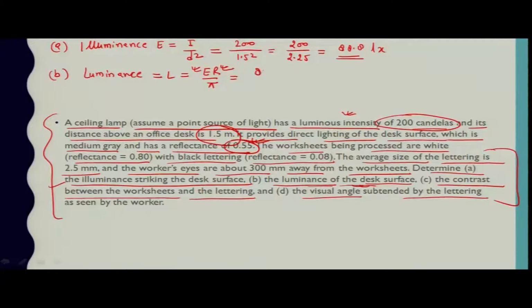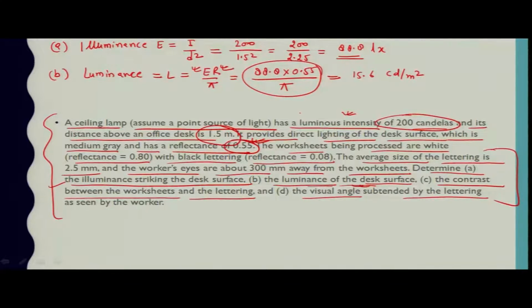So 88.8 into R, where R is 0.55, upon pi. If you calculate this term, you will have 15.6 candela per meter square.